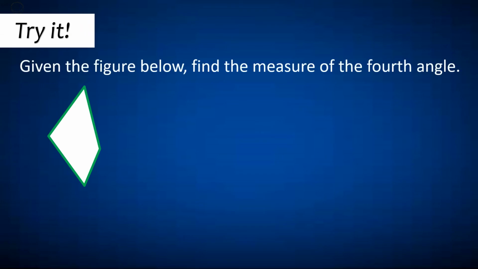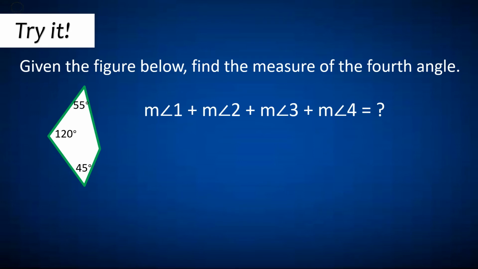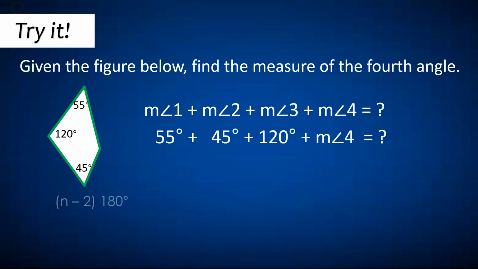Next. So, find the measure of the fourth angle. So, we have a quadrilateral, with one of the angles missing. So we have 4 angles to add, which we equate to 360.